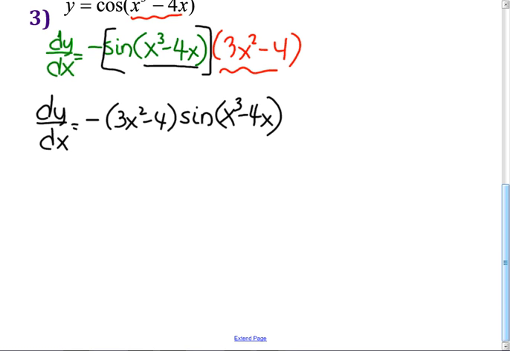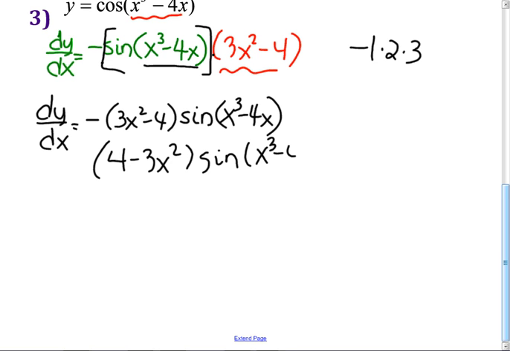Because when you do a chain rule, you multiply the rates of change together, remember? Sue and Matt. Sue runs 3 times faster than Matt. Matt runs twice as fast as me. These are rates of change, yes. I could have distributed, then it would have been 4 minus 3x squared. It's negative, these are all times. It's like a negative 1 times 2 times 3. It's not distributive.